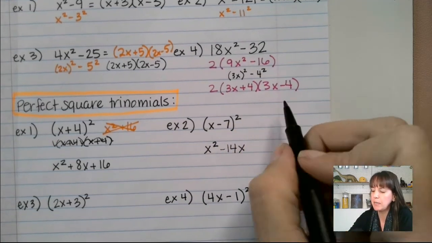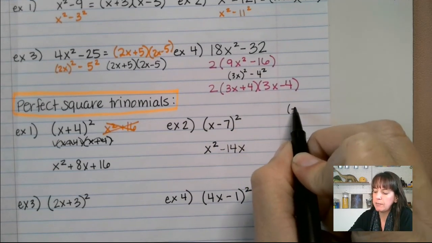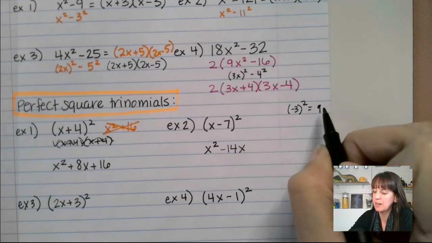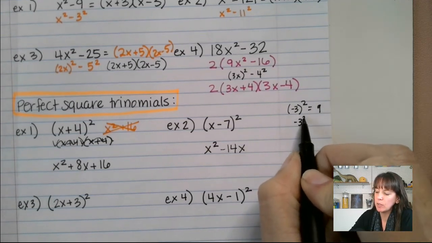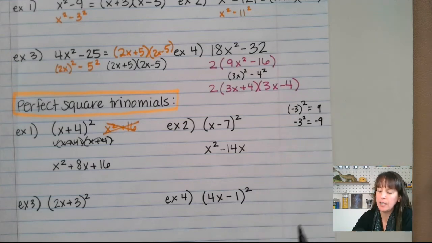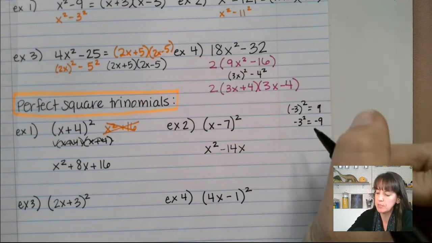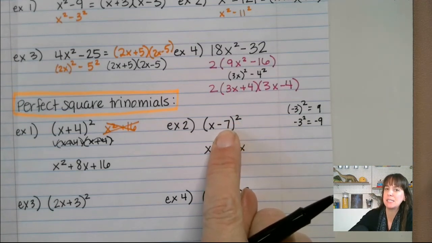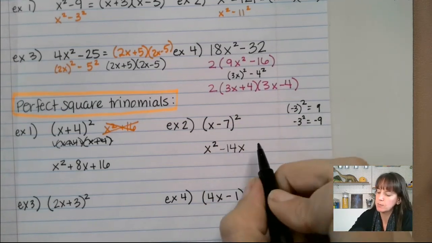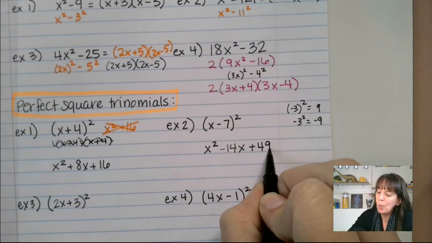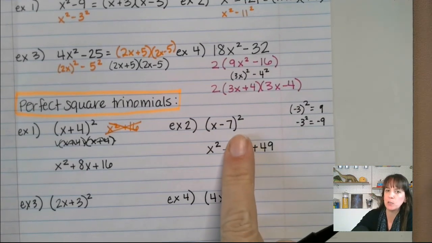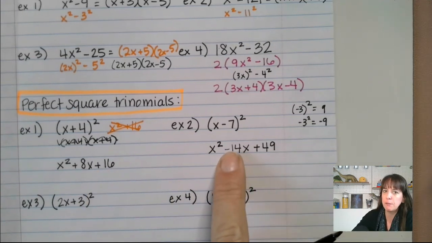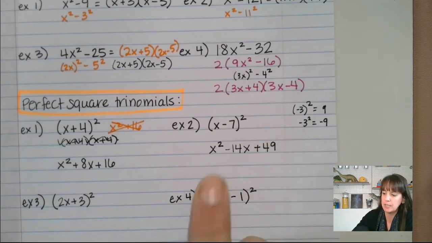Here's a friendly reminder. Remember, if you have negative 3 squared, that's negative 3 times negative 3, which is positive 9. If you have negative 3 squared like this, that is actually negative 9. So you got to be really careful with your negatives. Why is that relevant? Because right here, it's negative 7 times negative 7, negative 7 squared. So that's positive 49. What I'm getting at is when you're doing these perfect square trinomials, that last guy is always going to be positive, okay? The first guy is going to match whatever's in here.